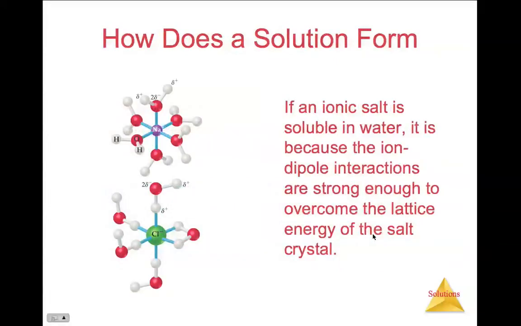If an ionic salt is soluble in water, it's because the ion-dipole interactions are strong enough to overcome the lattice energy of the salt crystal. You can see here that the positive ends of the water molecules surround the negative chloride ion.